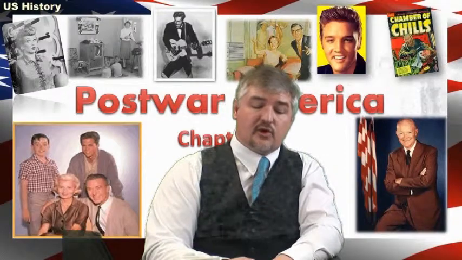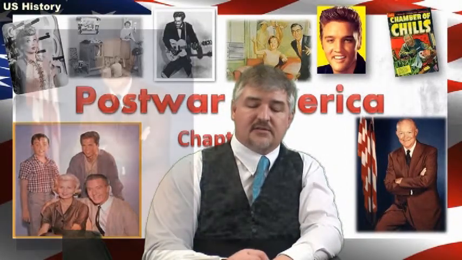So looking at Dwight D. Eisenhower, Eisenhower was the 34th President of the United States. He was in office from January 20th, 1953 until January 20th, 1961. His vice president was Richard Nixon, and he was preceded by Harry S. Truman and succeeded by John F. Kennedy.